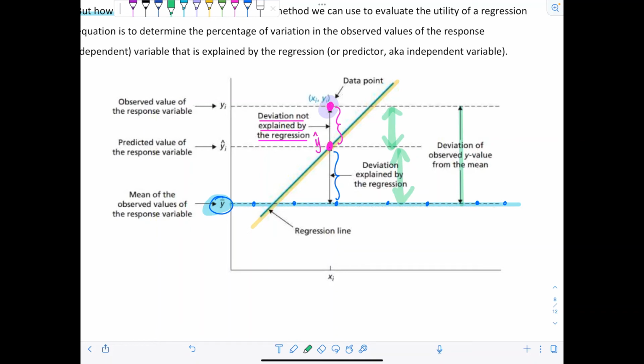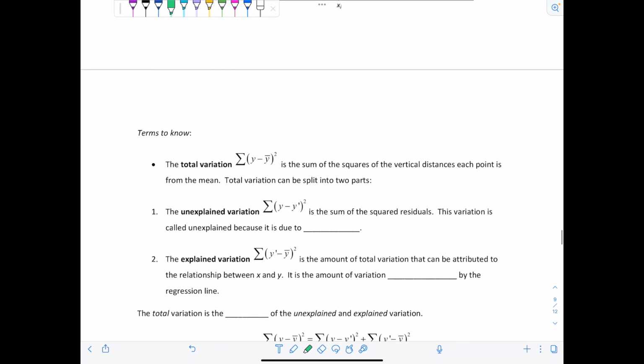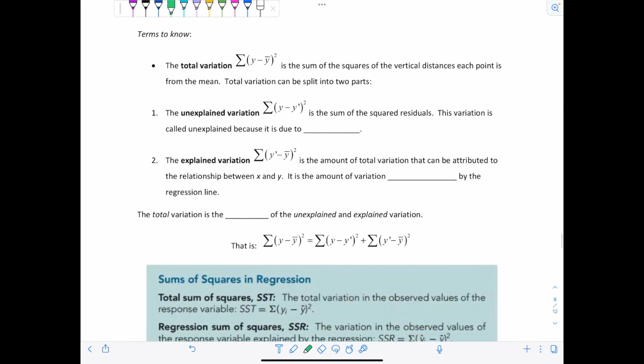So now we're going to introduce some new terminology, okay? The total variation is the sum of y minus y bar squared, where y bar is the mean of all the observed values. So that's the sum of the squares of the vertical distances that each point is from the mean. This total variation is often referred to as SST, the total sum of squares. Okay, I know it should be TSS, but whatever. This can be broken up into 2 parts.